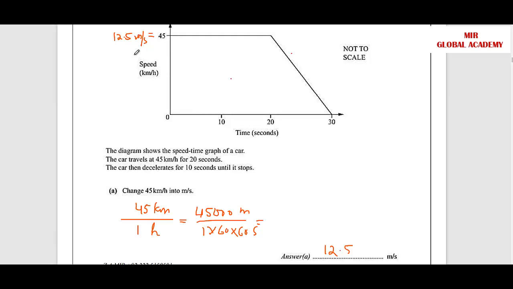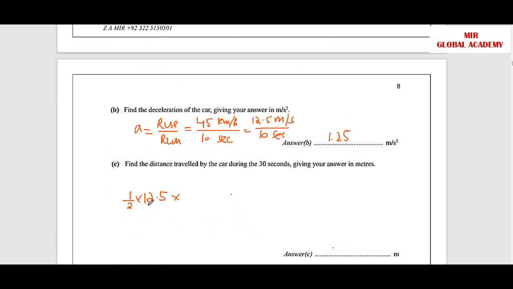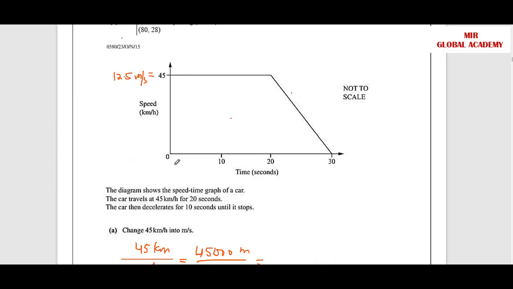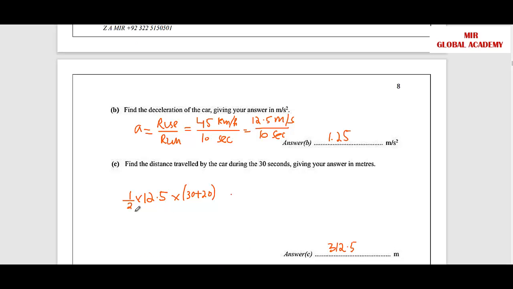But remember, we have already converted into meter per second because we have to find distance in meters. So in meter per second, this 45 is basically 12.5. So the height of the trapezium is 12.5 meter per second. Then multiply by the sum of the parallel sides. One parallel side has length 30 and the second one has 20. After calculation, it is 312.5 meter.